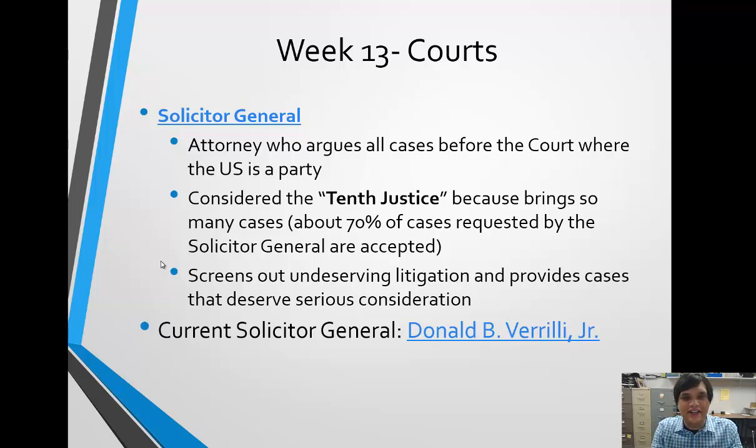About 70% of the cases requested by the Solicitor General are actually accepted by the Supreme Court. The Solicitor General is also sort of a screen. He screens out undeserving litigation and provides cases that deserve serious consideration. The current Solicitor General is Donald Verrilli Jr., and he's very important in deciding which cases are heard as well. So you can see here about 70% of the cases that he brings up are actually accepted by the court, because he can screen out which ones have the real controversy or the ones that absolutely need to be heard before the Supreme Court.